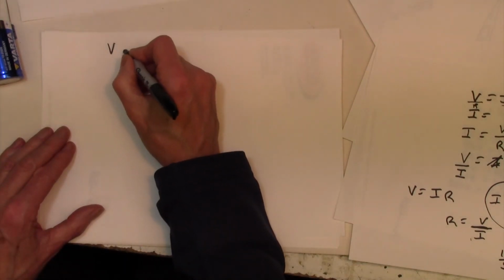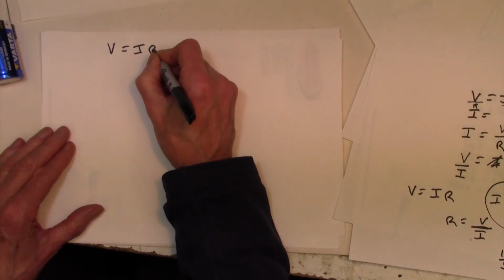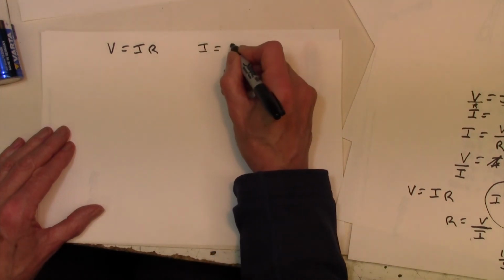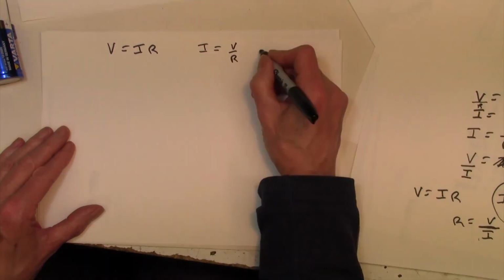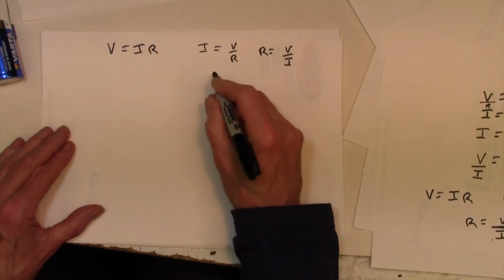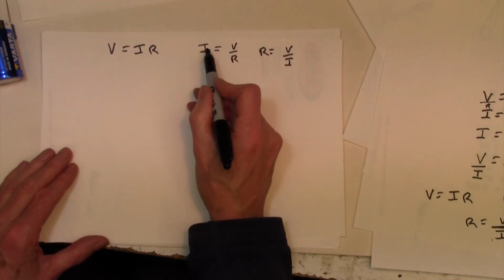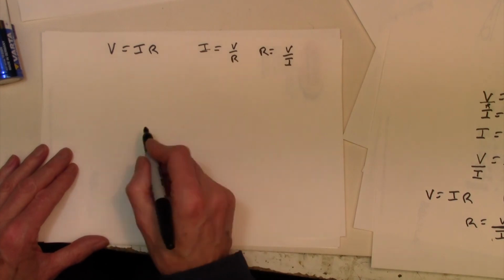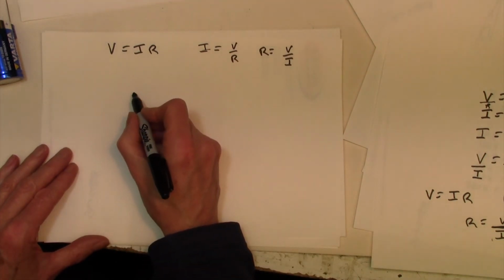I'm just going to write on top of here the 3 equations. R equals V upon I. Those are the 3 equations, depending which unknown we want, whether we want to know the voltage, the current, or the resistor. And let's just do a practical circuit.